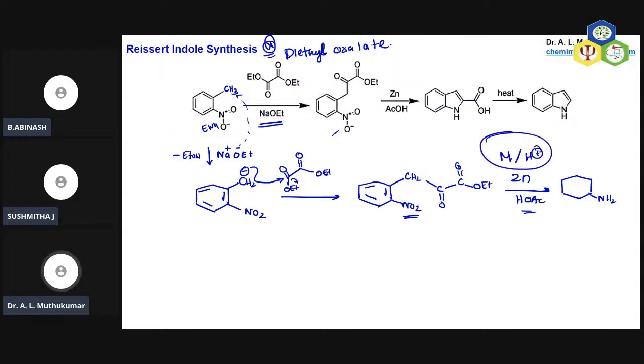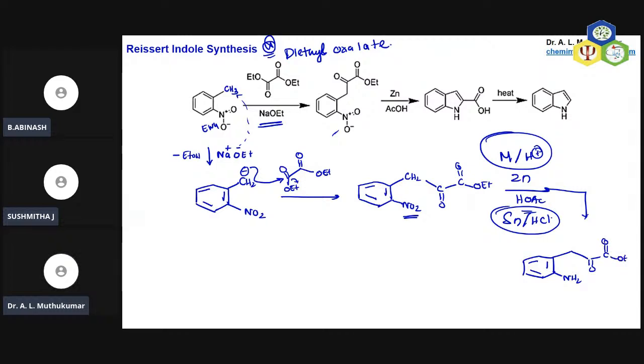A very famous reagent, tin and HCl, is used by some people for the conversion, and here they have given a zinc and acetic acid metal combination. As a result of this, let me draw here. This nitro group will be converted into the corresponding amine. You have a CH2 group, a C double bond O, and a C double bond O, OEt group. Next step: this is an amine, and this is C double bond O. Simply I'm writing the mechanism.